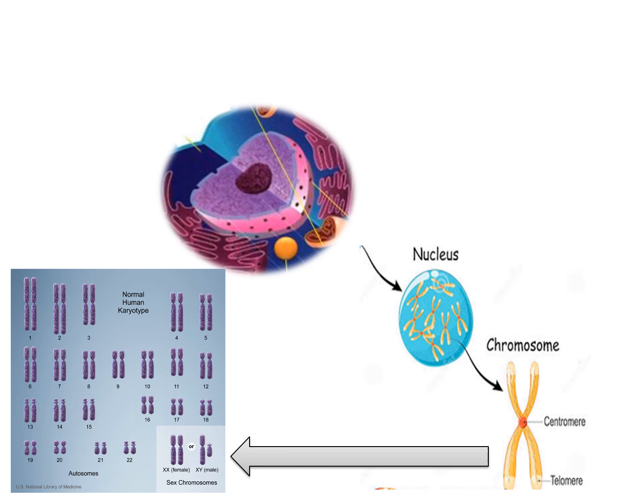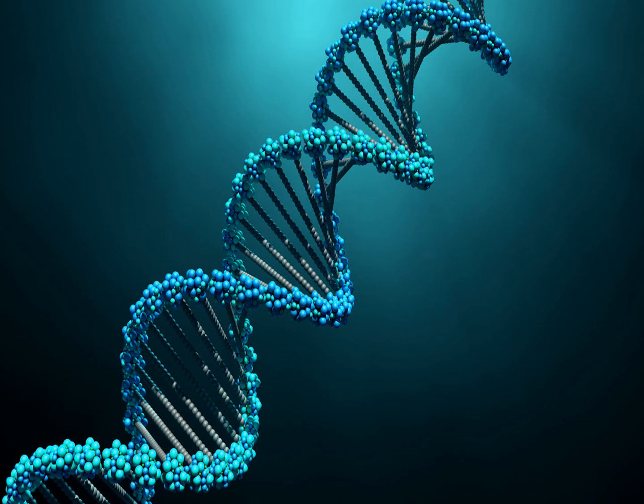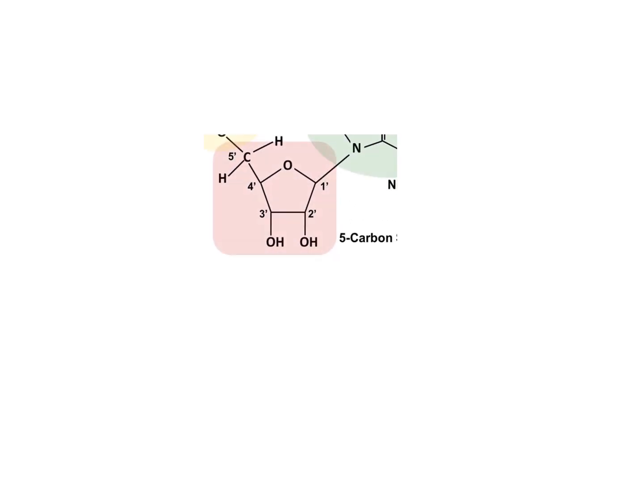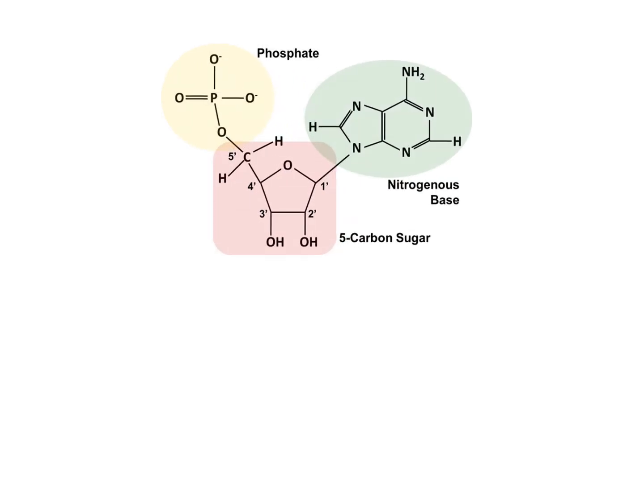What are these chromosomes, though? Chromosomes are nothing but the condensed form of DNA. And we know DNA consists of carbon, phosphate and nitrogenous base. So it is made up of carbon, phosphate and nitrogenous base.